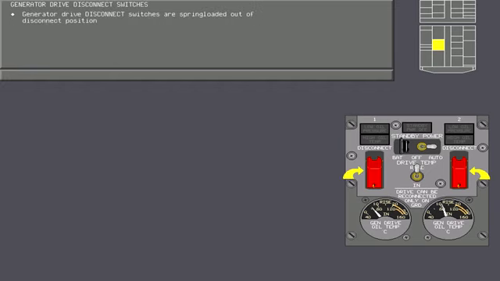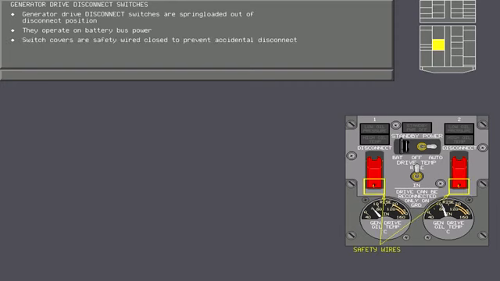The generator drive disconnect switches are spring-loaded out of the disconnect position, and they need only battery bus power to operate. The switch covers are safety wired closed to prevent an accidental generator disconnect, because the generator drives can be reconnected only from the ground. Now touch the left generator disconnect switch to lift the cover.